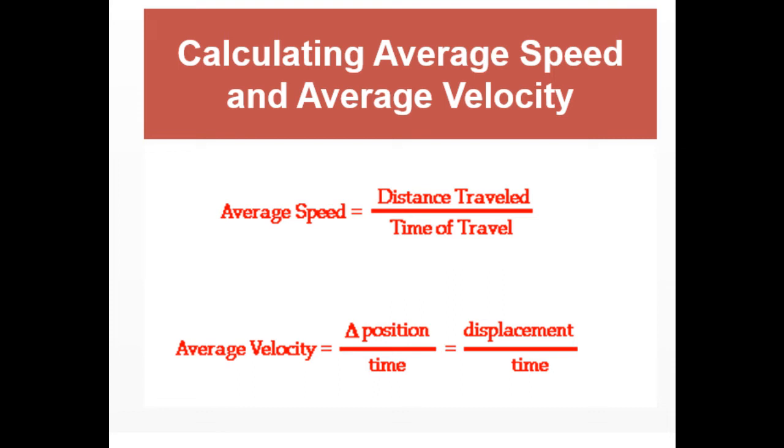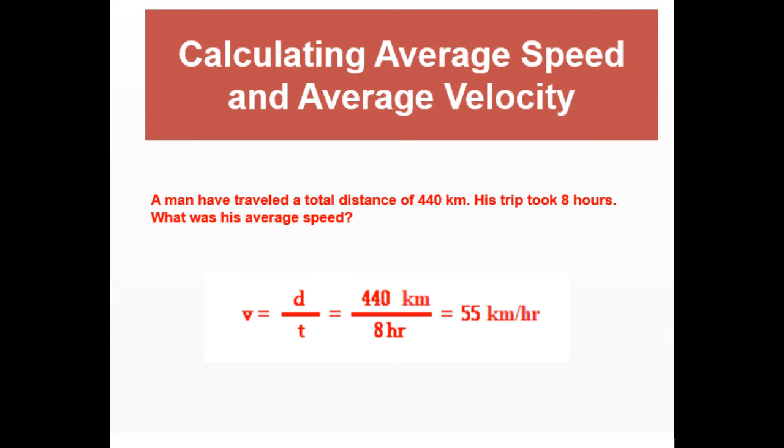So the average speed during the course of a motion is computed using the following formula. Average speed is equal to distance traveled divided by the time of travel. So let's have an example.